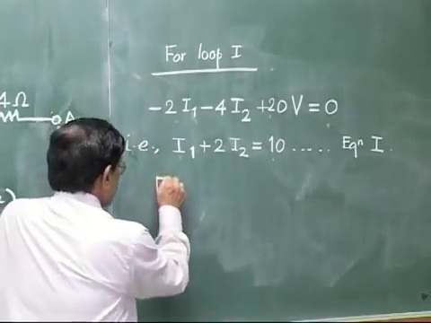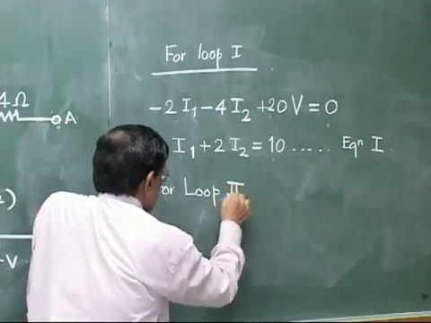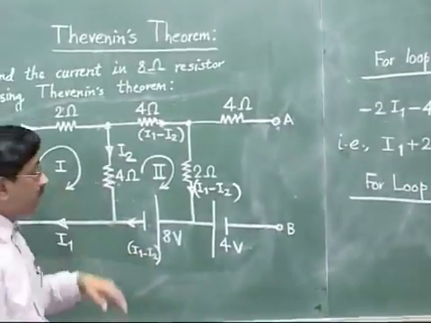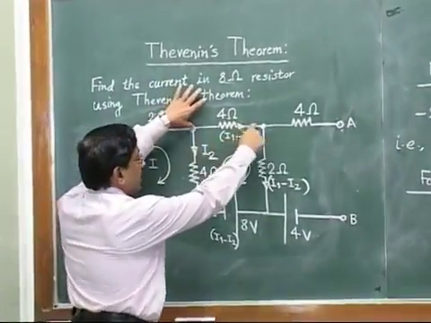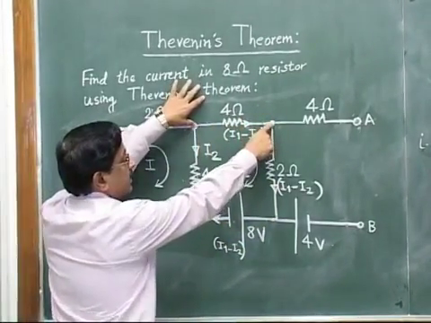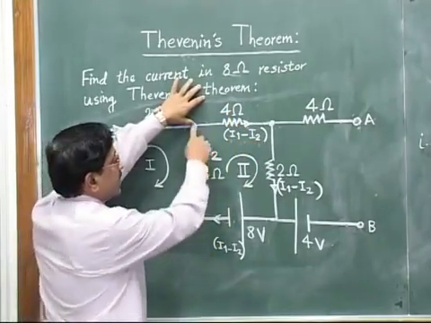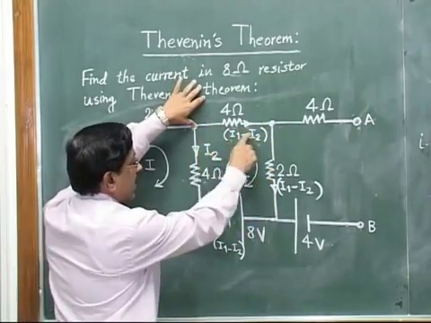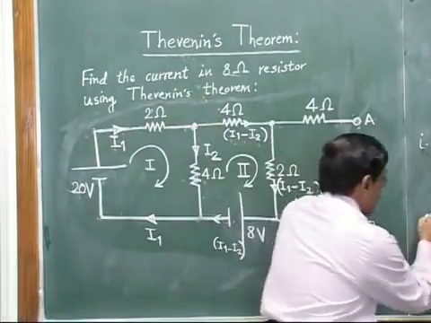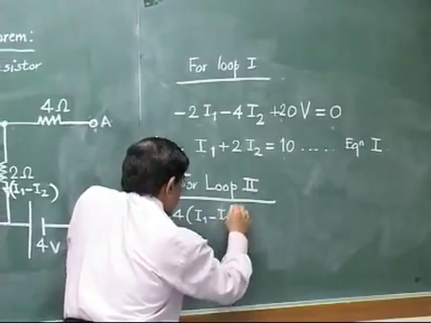And now for loop 2. Again we have already selected loop 2, and we have to just write the equation for that. Suppose we start from this point and we traverse loop 2 in this particular manner. Now this to this, plus or minus means drop or rise. You are traveling clockwise, and this current I1 minus I2 is also in your same direction. So minus 4 times I1 minus I2.